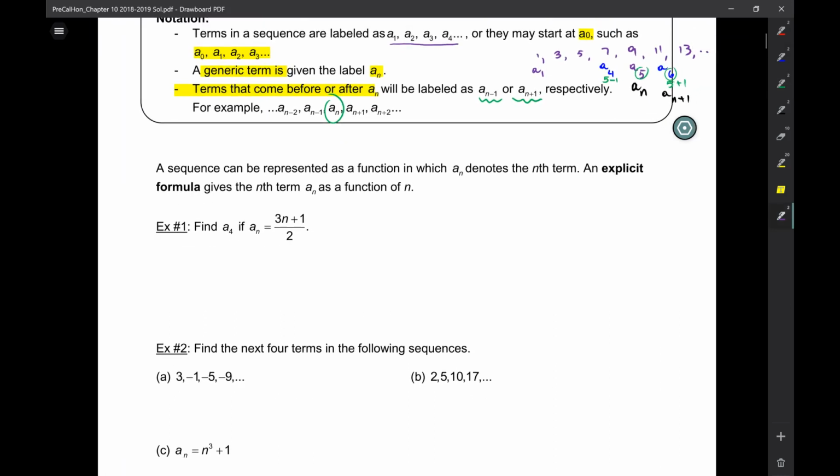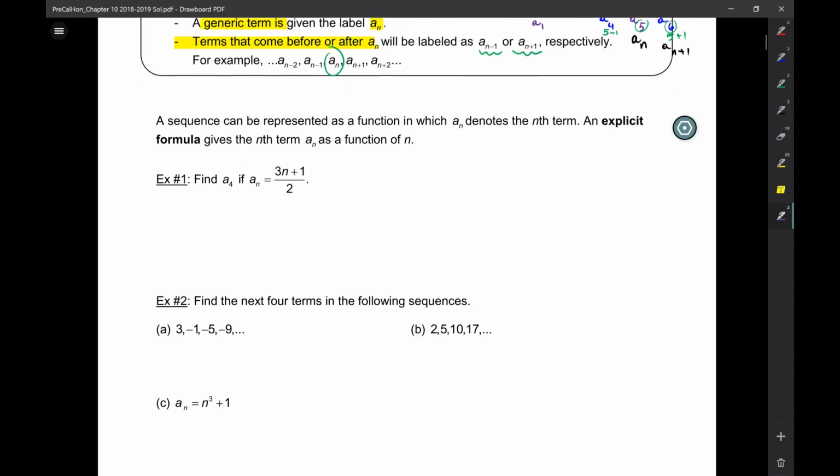Okay, so let's talk about how we generate some terms. A sequence can be represented as a function, and here a sub n will be the nth term, as we've talked about. There are several different types of formulas. An explicit formula gives you the nth term as a function. So an explicit formula is something where, let's say I wanted the 52nd term, I have the formula, I put some numbers in there, and I can find the 52nd term.